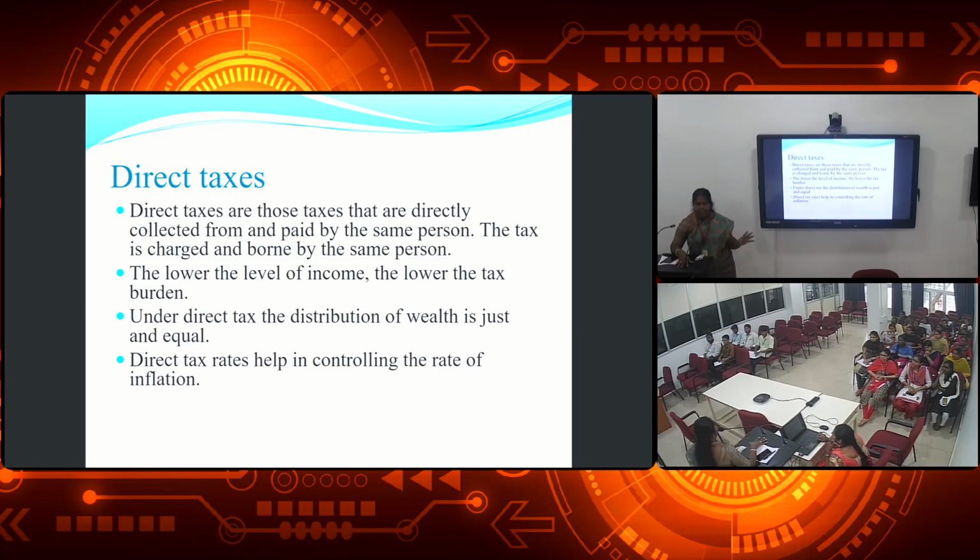Okay, so here the tax burden will not be shifted. Understand, in direct tax the burden will not be shifted. The burden will be paid by the individual, according to their ability to pay taxes. So direct taxes are taxes directly collected from and paid by the same person. The same individual pays the taxes. The burden will not be shifted to some other person. So that is called direct taxes.